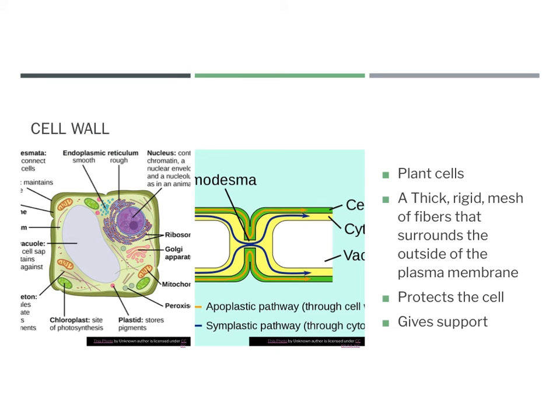While we're on the topic of plant-only organelles, it's a good time to mention something called the cell wall. So the cell wall is specific to plant cells. And it's pretty self-explanatory. It's a wall around the cell. So it is just this thick, rigid mesh of fibers that surrounds the outside of the plasma membrane. And its function is pretty similar to the function you would think of as a regular wall. So it's going to provide support for the cell, and it's going to protect the cell from the outside environment.